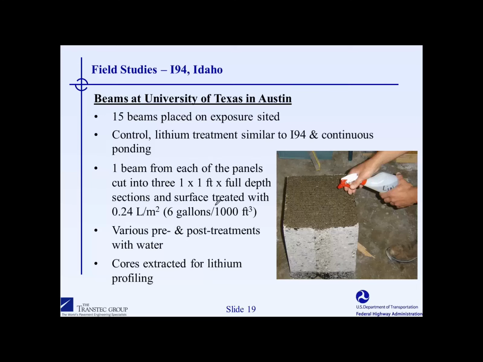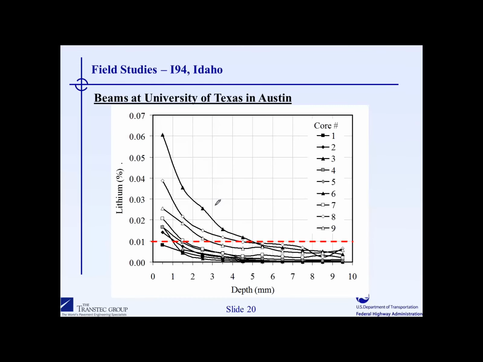But we wanted to follow it up with some more controlled work in a laboratory environment. And what we did is we took full depth sections out of that I-94 pavement. We took it back to our lab in Austin, Texas, where we then subjected it to similar types of treatments under slightly more controlled conditions. We then cored the concrete and determined the lithium profile using profile grinding and flame photometry.